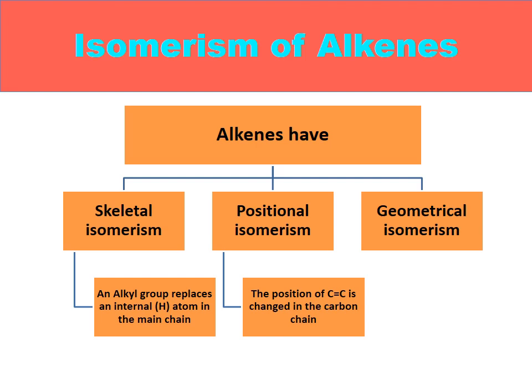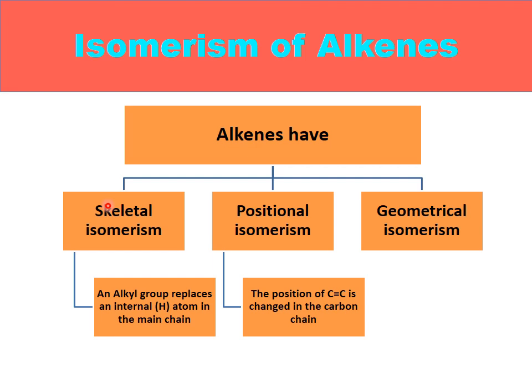Now let's start with a new objective about alkenes, which is the isomers of alkenes. Do you remember that isomers represent the alkenes that have the same molecular formula but different structures? But here, according to the difference in the structure of alkenes, the isomers are classified into three groups. The first group of isomers is called the skeletal isomers.